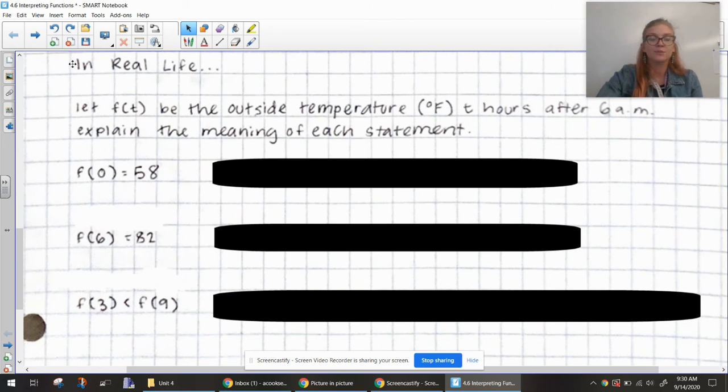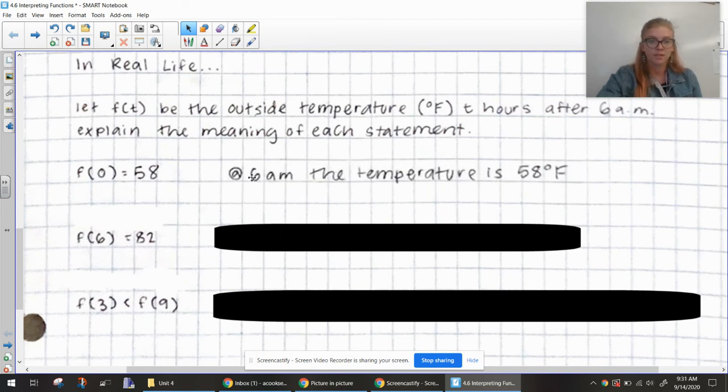In our last example, we're going to interpret a function in real life. So this is the problem situation. Let f of t be the outside temperature t hours after 6 a.m. Explain the meaning of each statement. So t is going to be the hours after 6 a.m. f of t is the temperature in degrees Fahrenheit. So this first statement says f of 0 equals 58. This means that 0 hours after 6 a.m., or at 6 a.m., the temperature is 58. So at 6 a.m., the temperature is 58.